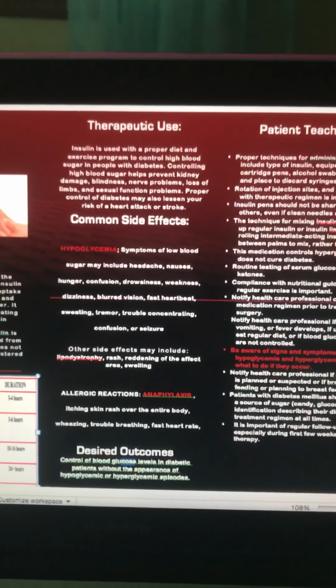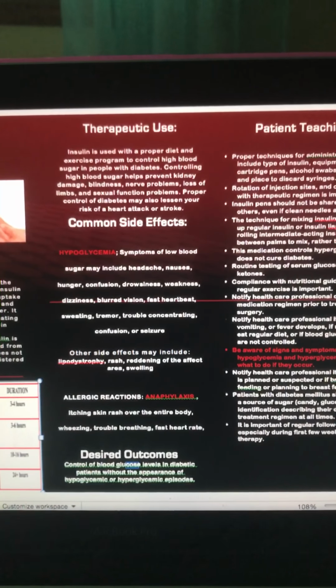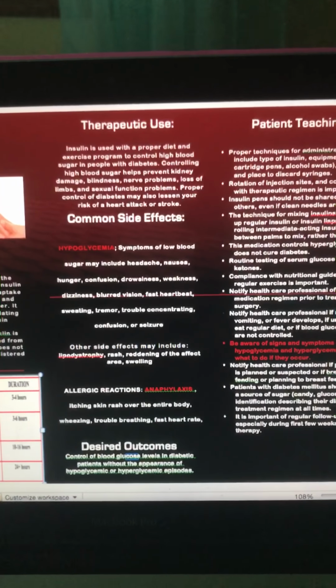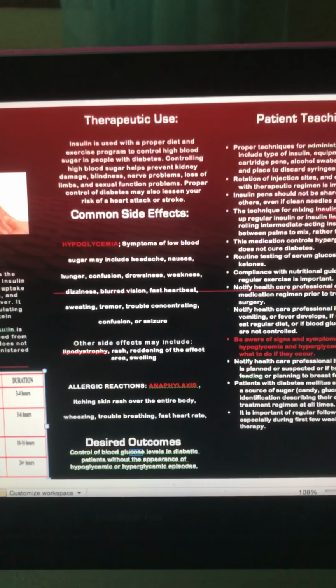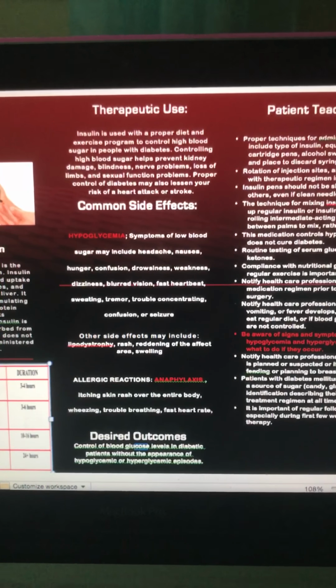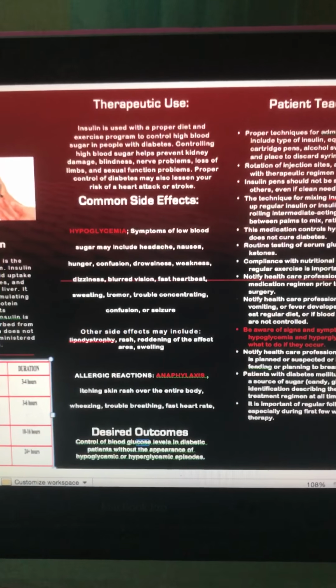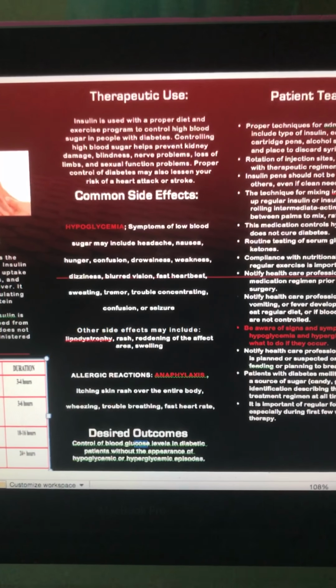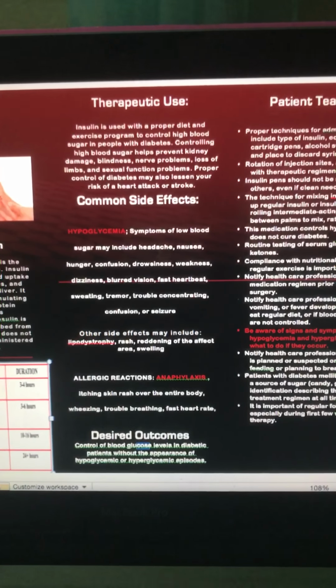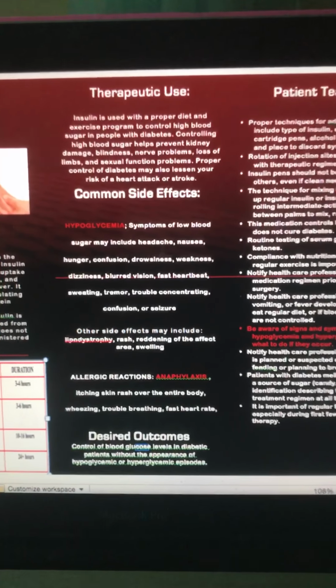The therapeutic use of insulin is with a proper diet and exercise program. It's used to control high blood sugar in people with diabetes. Controlling high blood sugar helps prevent kidney damage, blindness, nerve damage problems, loss of limbs, and sexual function problems. Proper control of diabetes may also lessen your risk of heart attack or stroke.